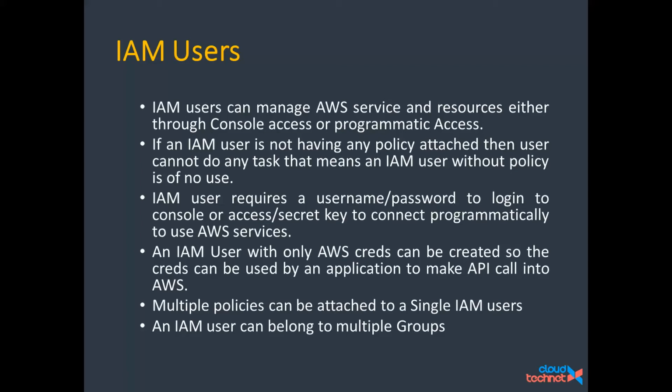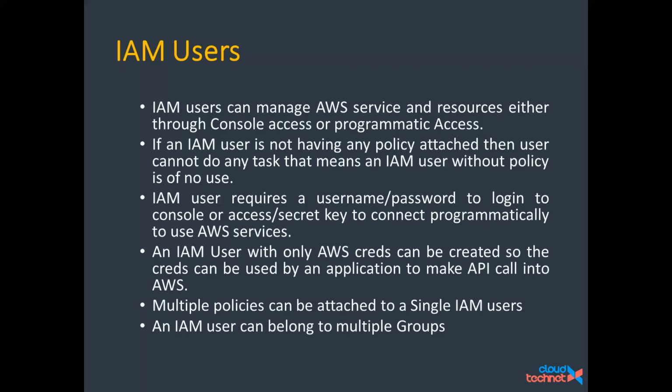So when we are creating an IAM user, a username and password are required for console access, and the access key and secret key are for managing programmatic level access. By default, the username and password are used for console access. Console access means logging into the AWS management console. For that we require a username and password.